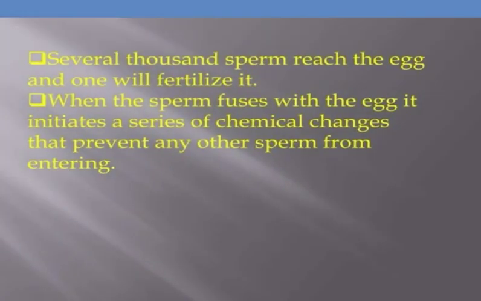Several thousands of sperm reach the egg, and only one egg gets fertilized by one sperm. When the sperm fuses with the egg, it initiates a series of chemical changes that prevent any other sperm from entering, and this is known as prevention of polyspermy.